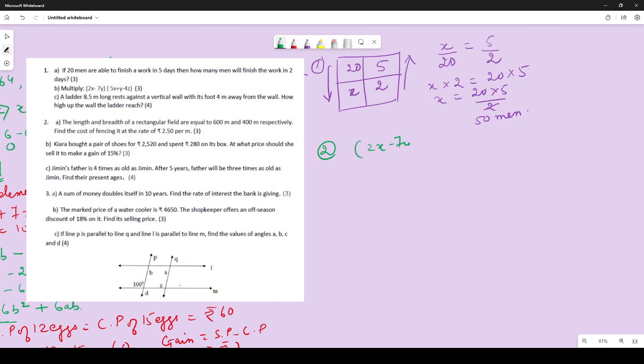Multiply 2x minus 7y and 5x plus y minus 4z. Right? Now what you need to pay attention to over here is that this entire thing will be multiplied with this entire thing, right? So you take 2x outside and you multiply it first with 5x plus y minus 4z. Then you take minus 7y outside and you multiply it with 5x plus y minus 4z.